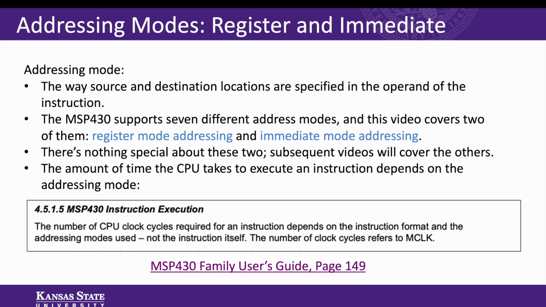I've got this little snippet shown on the screen from the MSP430 Family User's Guide, and it says the number of clock cycles depends on the instruction format and the addressing mode used. And by the way, the Family User's Guide sounds like a nice little wholesome family guide. The family, of course, is the family of MSP430 microcontrollers. So there's a general guide for all of the 430 microcontrollers, and then there's one that's specific for the one that we're using.